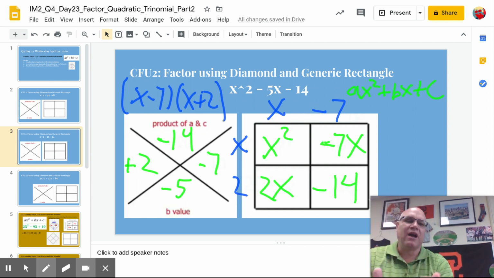I taught you with the generic rectangle with a purpose, which is that for today's lesson, when the a value is not 1, we're going to use the generic rectangle. So by teaching this method, I've already pre-taught you how to handle it when the a value is not 1. Moving forward, when the a value is 1, you may just do a diamond. But you need to remember, when we're dealing with an a value that's not 1, you're going to have to use a generic rectangle as well. And you'll see that in today's lesson.